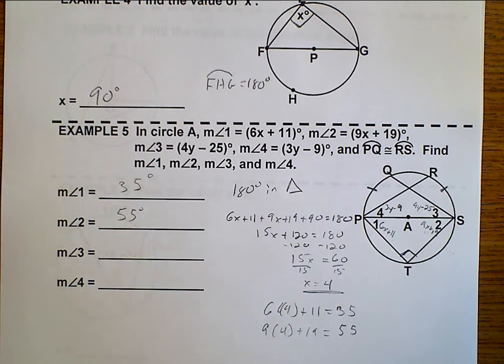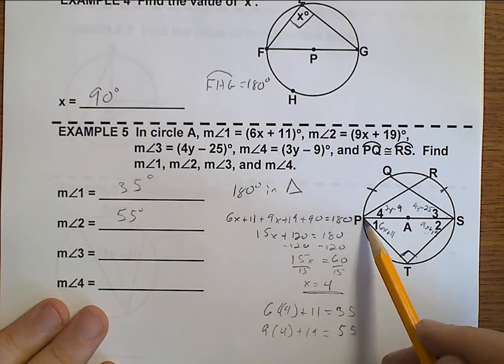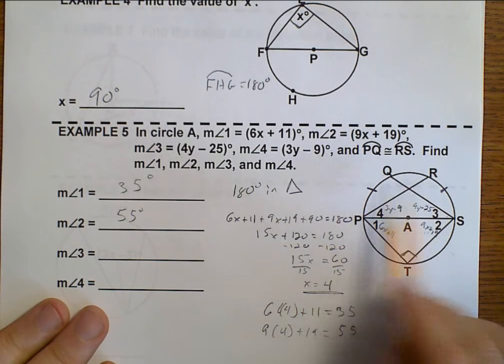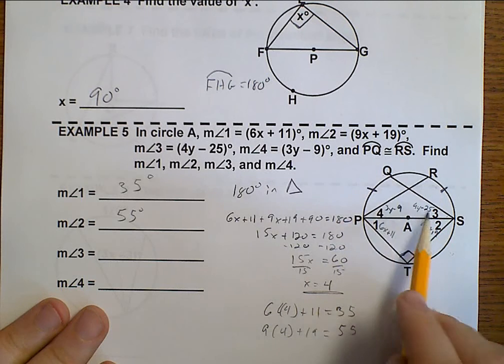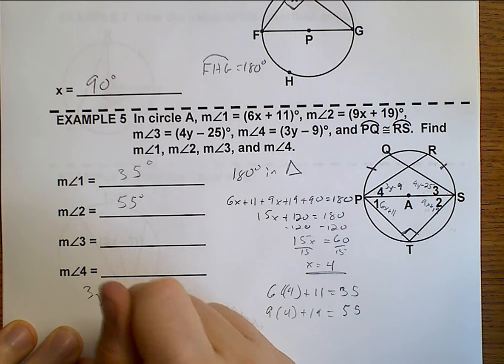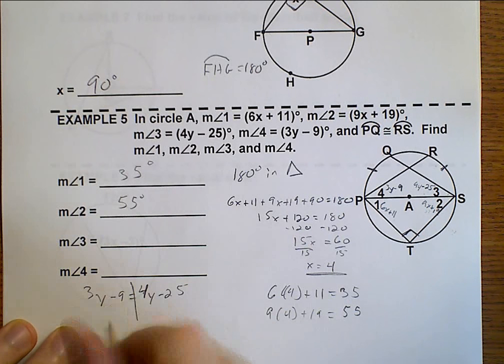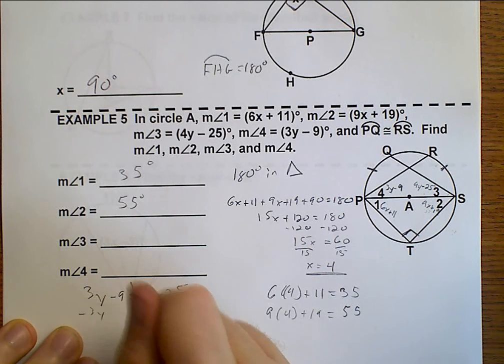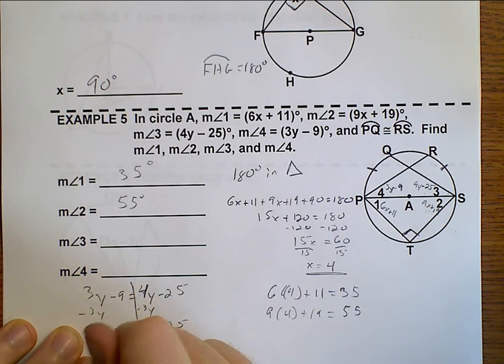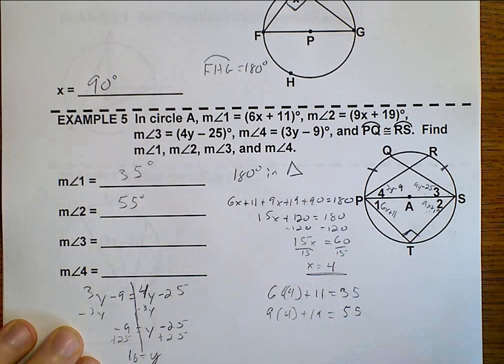Now to find 3 and 4, well, I have angle 3 is arc PQ. Angle 4 is arc RS. These are congruent arcs, which means that these are congruent angles. So 3y minus 9 equals 4y minus 25. Move my y's to the same side. Negative 9 equals y minus 25. Add 25. 16 equals y. So, plug that back in.